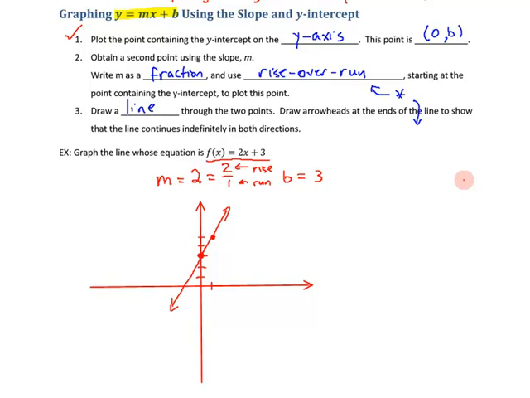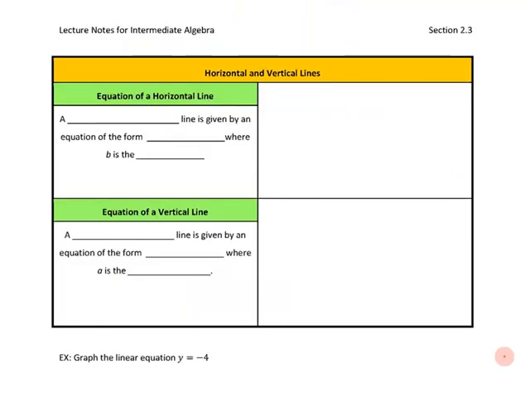Easy enough? Let's look at another example. Actually, I think that was easy enough. We're going to skip over the next example. Actually, I don't even have another example in your notes. We're ready to move on. Let's just talk about horizontal and vertical lines.